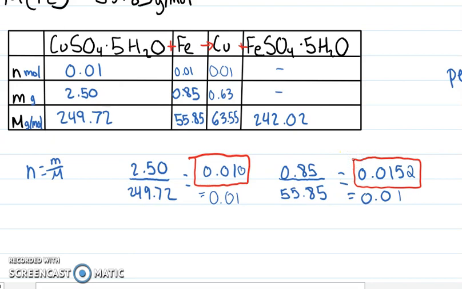Now, we can see that the copper sulfate pentahydrate is the limiting reactant, but due to rounding for significant figures, both values end up being the same. So it doesn't really matter which one you use. But then I found the actual mass for copper, which was 0.63 grams.